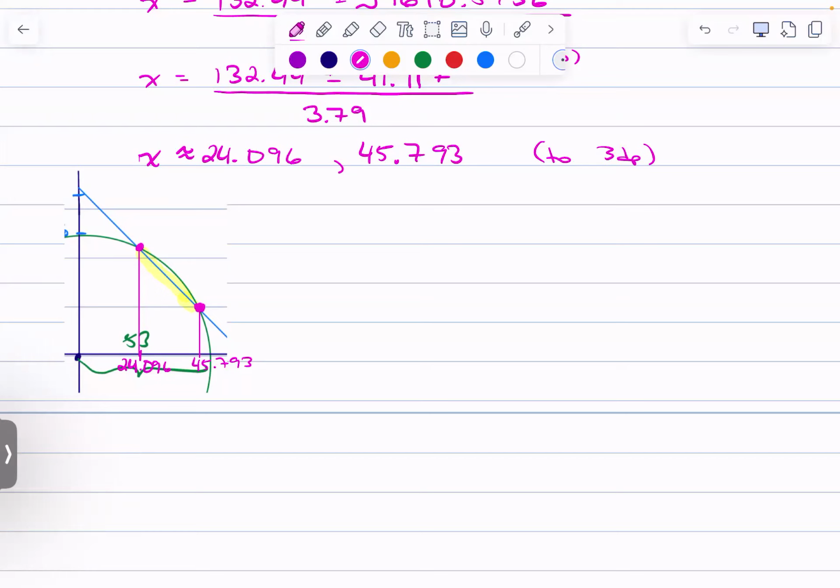Checks out, right? Should be less than 53 because the radius is 53 all around, right? And so this 24 is less than 53 and 45 is less than 53. Beyond that, they're both positive, so that's nice. Right? And so it all kind of checks out here.